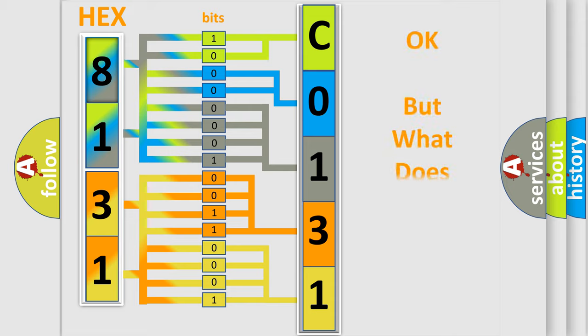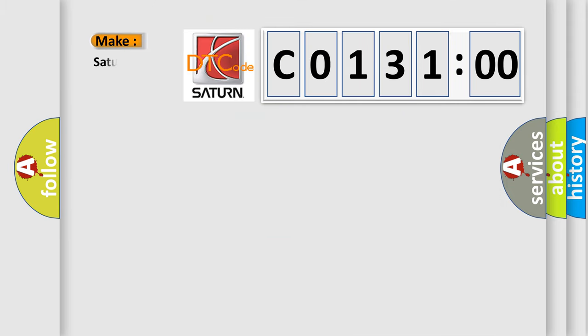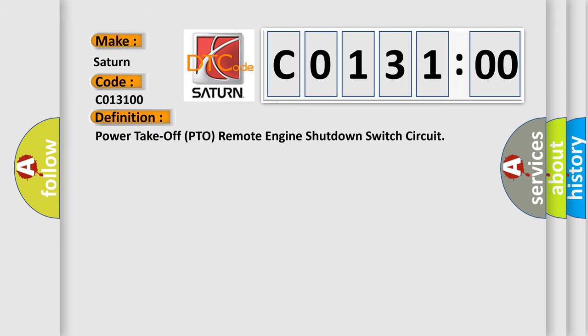The number itself does not make sense to us if we cannot assign information to what it actually expresses. So, what does the Diagnostic Trouble Code C0131-00 interpret specifically for Saturn car manufacturers? The basic definition is power takeoff PTO remote engine shutdown switch circuit. And now this is a short description of this DTC code.